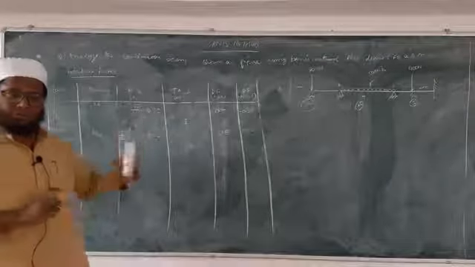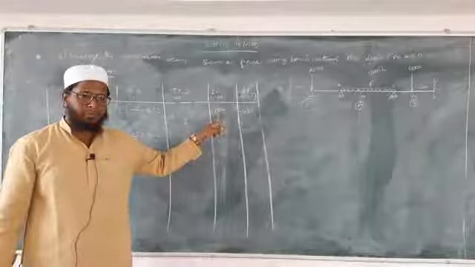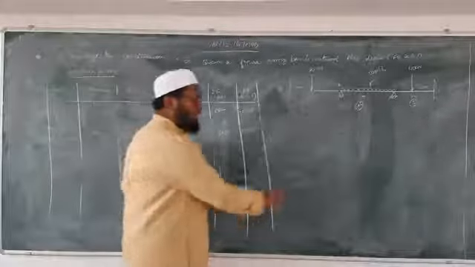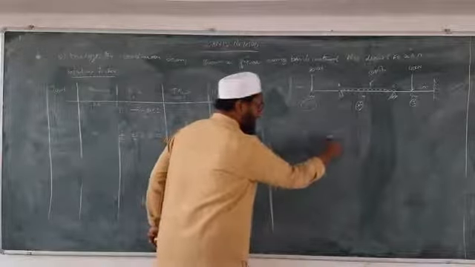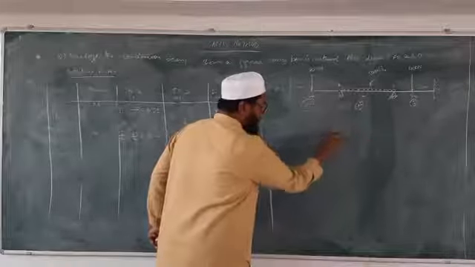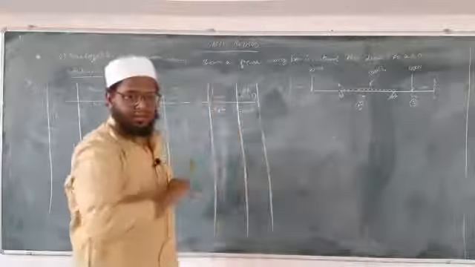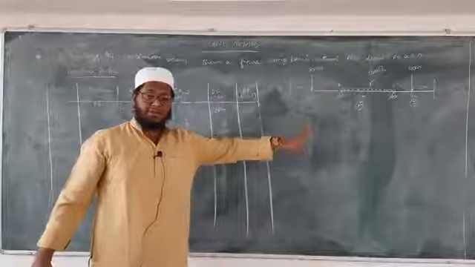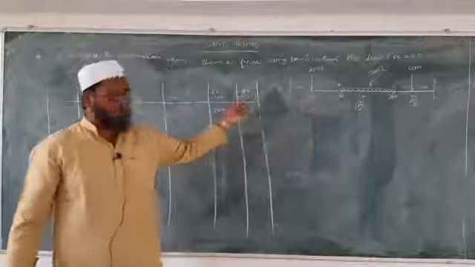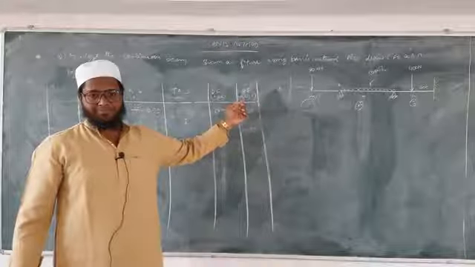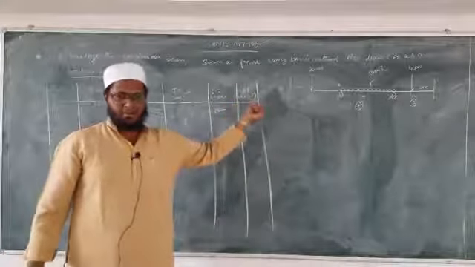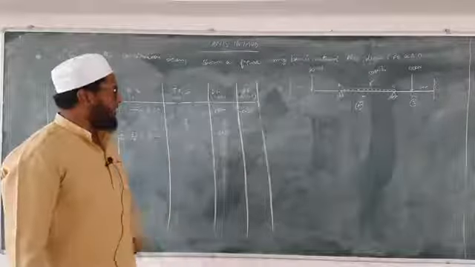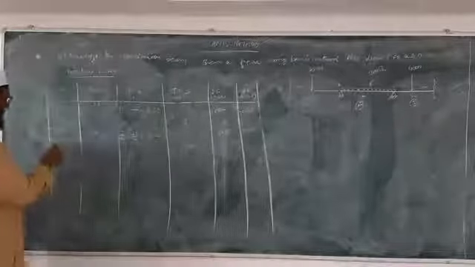In the moment distribution method, we used to multiply and then change the sign of whatever value we got, for example plus 31. So the same thing we'll be doing here. Instead of changing the sign over there, this person added one more column and made it minus 1 by 2 of the distribution factor.